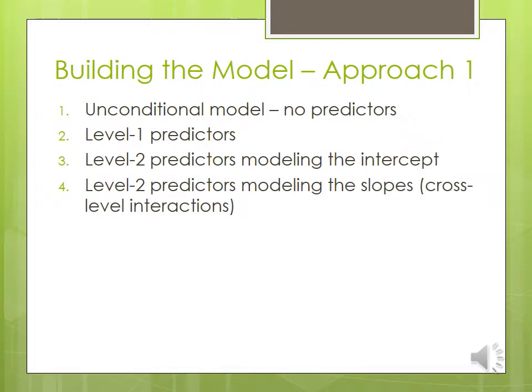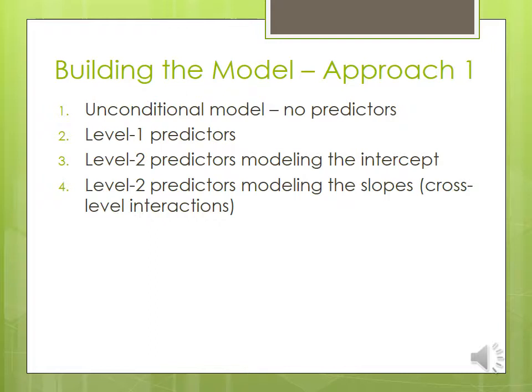So for the longest time, and this is kind of the tradition I was educated in, approach one was the go-to approach for me. Let me talk you through this approach. Approach one is that your first model is the unconditional model, so no predictors, and you would run that model and calculate your ICC. Then you would add your level one predictors. And after that, you would be adding your level two predictors into the intercept. That's what we've done so far.